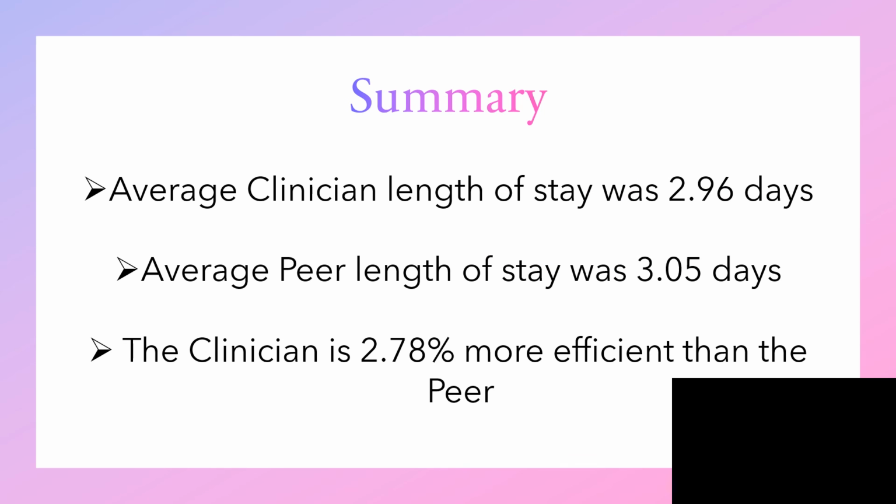In summary, the clinician had an average length of stay of 2.96 days. The peer had an average length of stay of 3.05 days. As a result, the clinician was 2.78% more efficient than the peer.